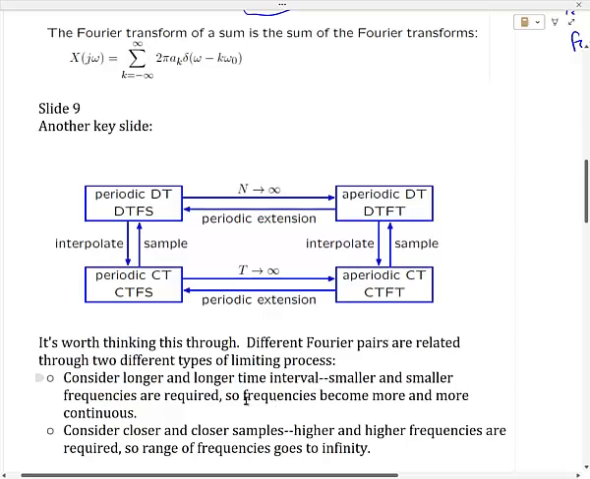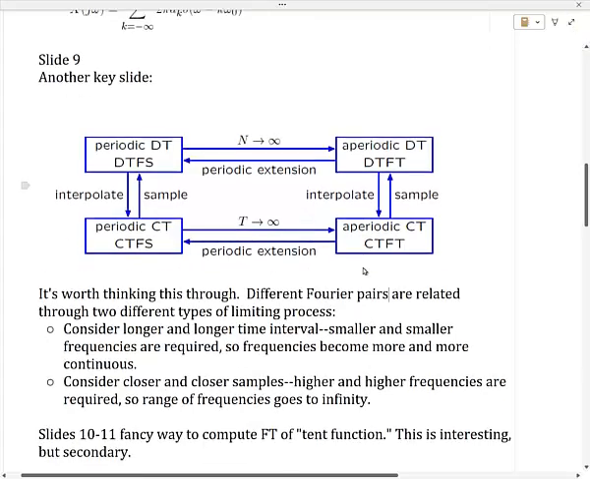The closer and closer samples is what's called interpolation. And that goes from this periodic discrete time to periodic continuous time, and this also is another way of doing it, where you're taking more and more samples. That's basically the same thing as closer and closer samples. So that's how you go from what you might call a simpler Fourier representation to a more complicated one. It goes from discrete to continuous. It also goes from periodic to aperiodic on an infinite interval.